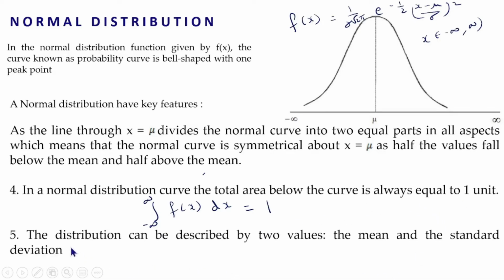And then the two values by which the distribution can be described are the mean and the standard deviation. Now this we already saw. If a random variable x follows normal distribution, then it is given by x follows normal mu comma sigma square. Now standard deviation is nothing but the root of this. So if we know the mean and the standard deviation, then we can describe this distribution.